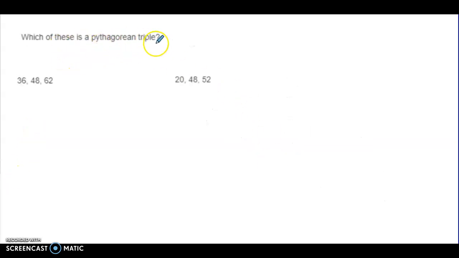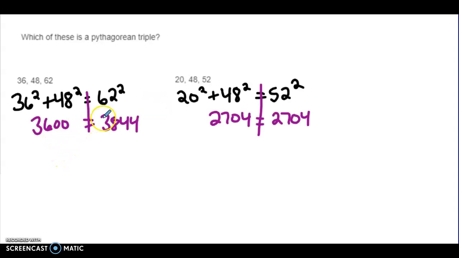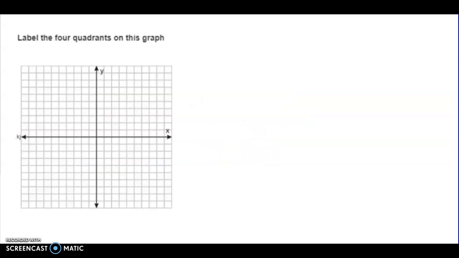Which of these is a Pythagorean triple? We're going to do the exact same thing. We're going to plug them into the Pythagorean theorem, and we're going to see if they're equal. So I put each of these into my calculator, and on this first problem, I got 3,600 equals 3,844. That is not a true statement, so that does not make a right triangle. So this one is not a Pythagorean triple. Over here, though, I got 2,704 equals 2,704. That is a true statement, so this one is a Pythagorean triple. So this one doesn't work because they're not equal, and this one does work because they are equal when you plug them into the Pythagorean theorem.